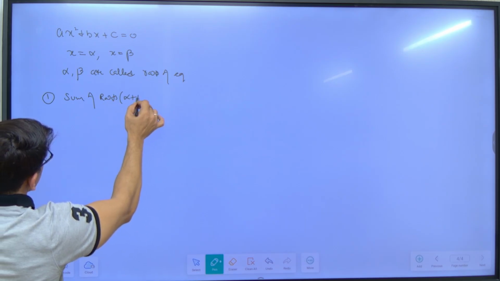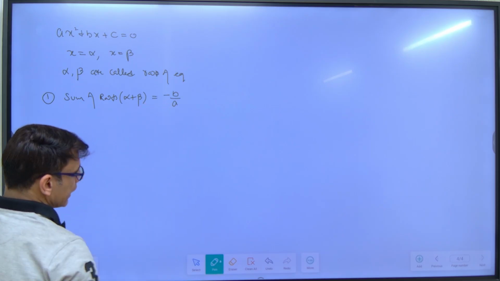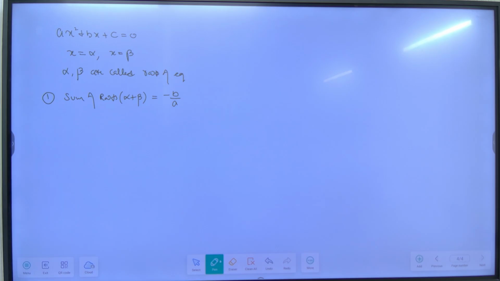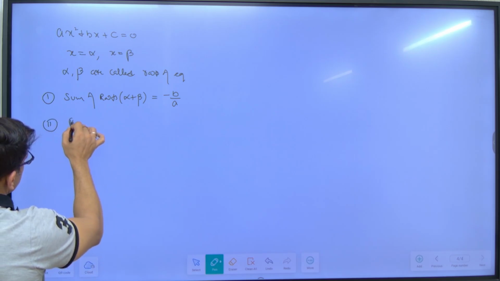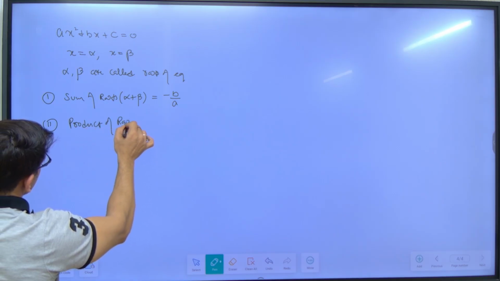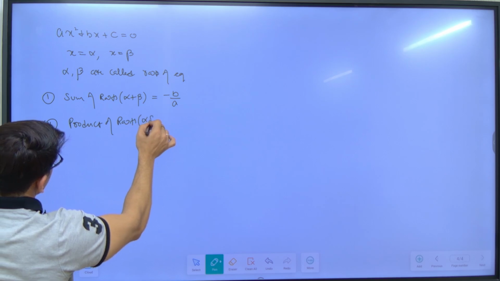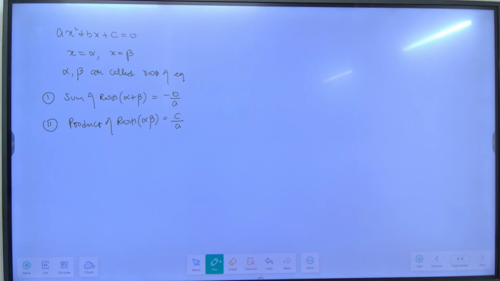First thing, sum of roots. So alpha plus beta is equal to negative b by a. That means the coefficient of x with a negative sign upon the coefficient of x square. Second is the product of roots. This is alpha beta is equal to c by a, constant upon the coefficient of x square.